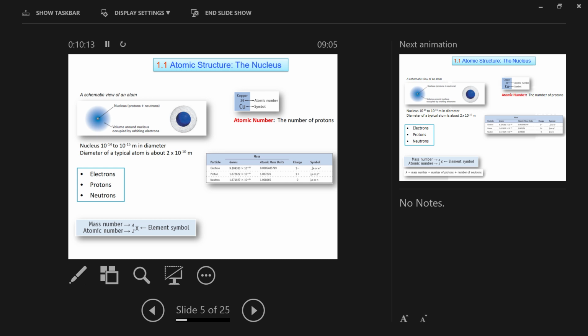Okay, we have the mass number, the element symbol, and the atomic number. The mass number is the sum of protons and neutrons. The atomic number is the number of protons or electrons, because it has to be the same in a normal atom. Okay, and the element symbol is basically the letter that we assign to the atom. For example, carbon is a C, hydrogen is a H.